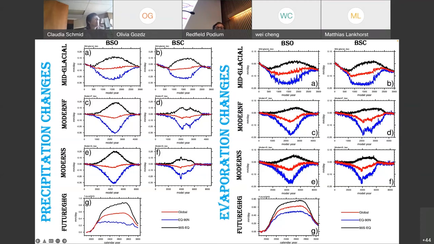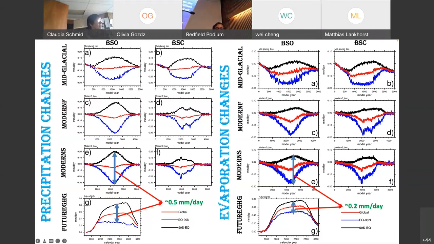Especially interesting is if we compare this hydrological change between the future experiment and the freshwater forcing experiment, the amplitude of change between the northern and southern hemisphere is roughly the same, which suggests that the difference of the hydrological change between northern and southern hemisphere is primarily due to the change of the AMOC.